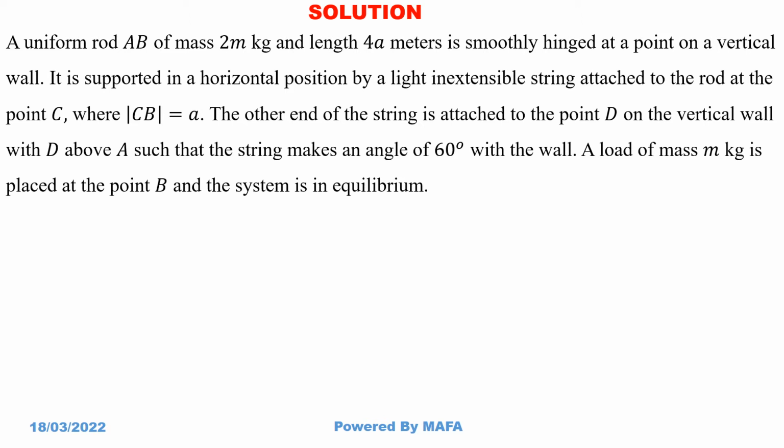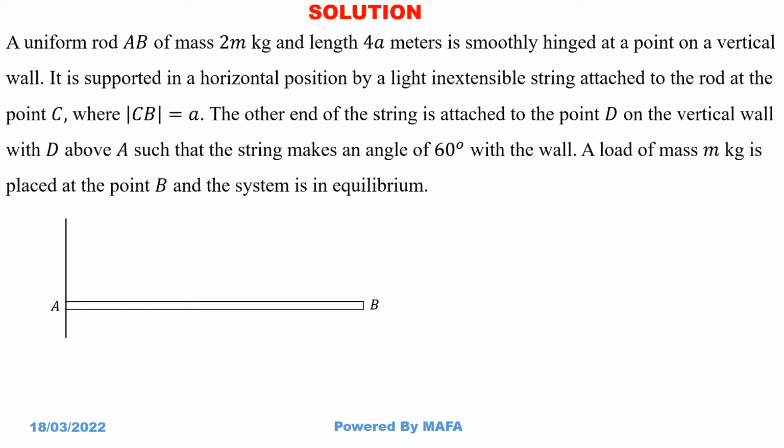So I will display the question so that we try to come out with our diagram together after reading the question. Firstly, we have a uniform rod which is AB. It is attached to a wall. It is smoothly hinged at a point on a vertical wall. So definitely, if it is AB, then it is hinged at point A to the vertical wall.